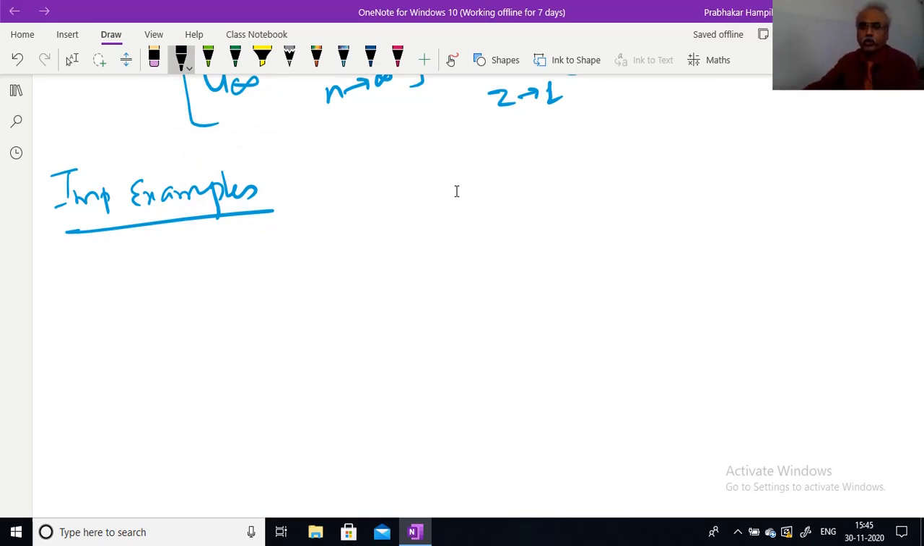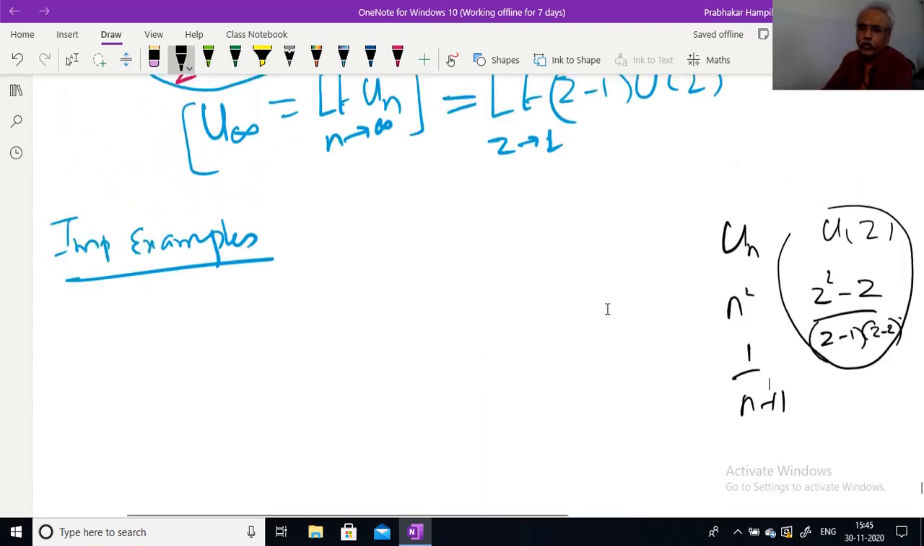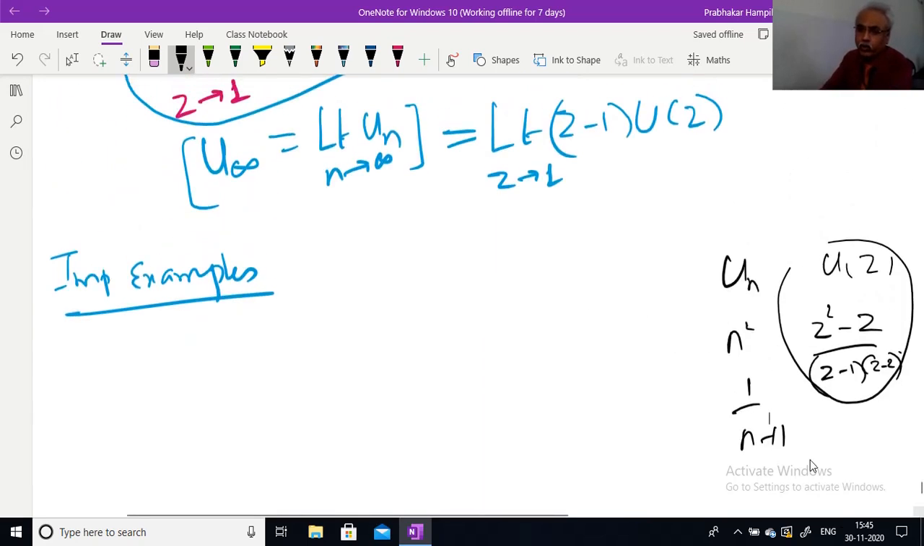Suppose now this whole thing is done. If you are given un equal to n square 1 by n plus 1 and so on, you can find u naught, u1, u2, u3. But corresponding z function, if you are given something like z square minus z upon z minus 1, z minus 2, z minus 3 and so on, directly can you find u naught, u1, u2, u3 without knowing un? That is what we want.